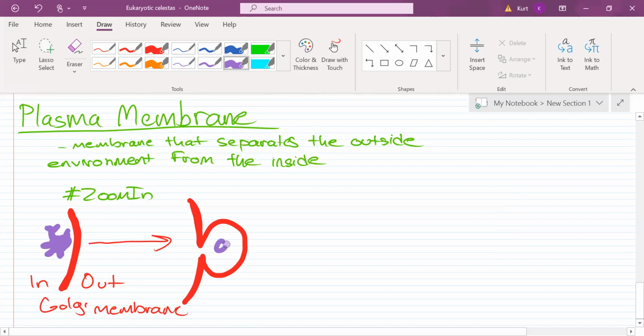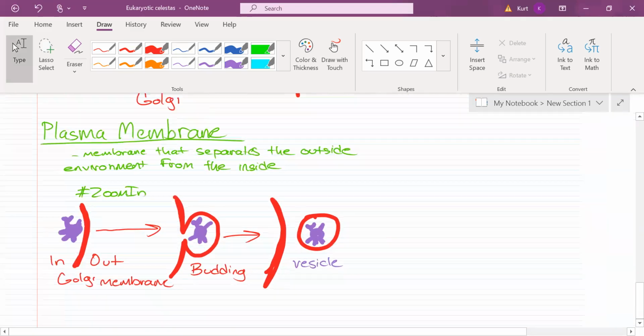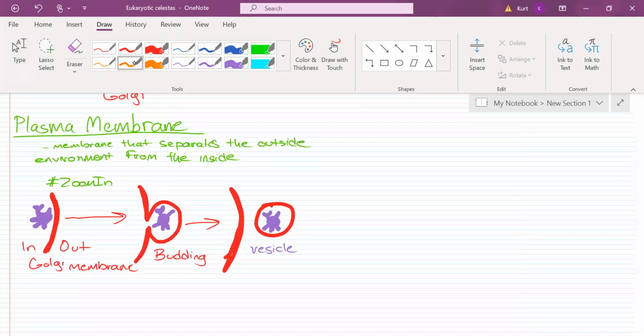So, the Golgi is going to form a new vesicle. What is this stage known as? What is that Golgi doing? B word. It's budding. That's right. And we now have a new vesicle with the mature protein inside. And this vesicle is now ready for the final leg of its journey. It's going to head towards the plasma membrane.